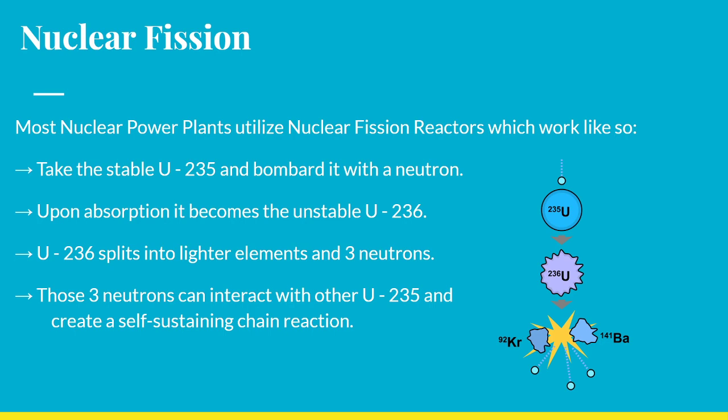So uranium-236 splits into lighter elements, and upon looking at the elements, they're krypton-92, barium-141. Well, that doesn't quite add up to 236, so you get an extra 3 neutrons. And those 3 neutrons can then go and find other uranium-235 atoms. And what this can create is a chain reaction that sustains itself.